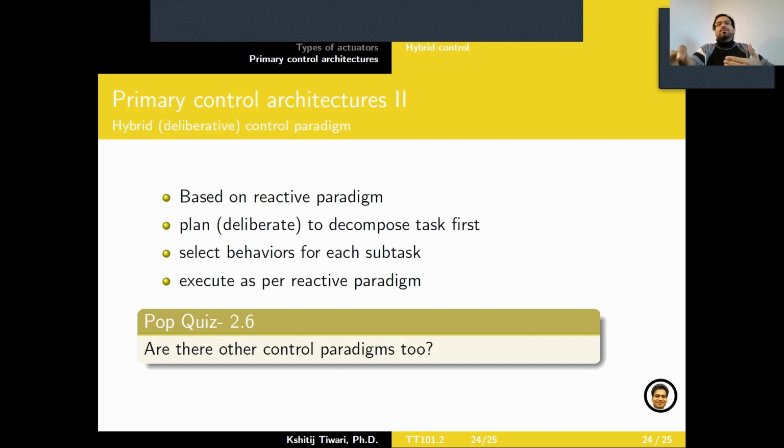So the way this works is you plan, which means you deliberate first, and you try and decompose the task, divide and conquer. So once you have decomposed the task, then you select behaviors or actions for each subtask. So as I was saying, what happens if you sense something hot, something cold, something fragile, etc. So you allocate behaviors for each of the subtasks, then execute as per the reactive paradigm.